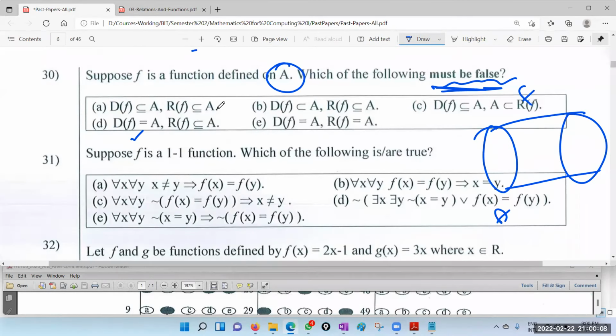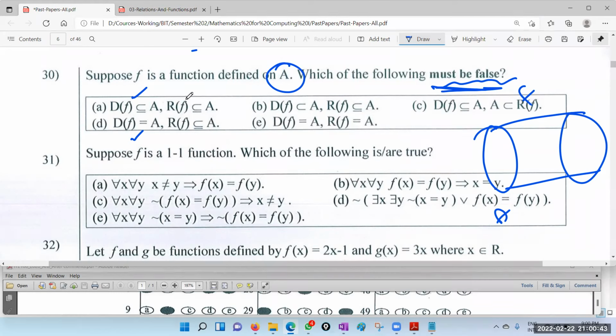Now let's look at the answer again. Domain of f must be A, this is anyway correct, therefore this is not the answer. What we need is must be false. Domain of f must be a subset of A. Yes, the domain must actually be A, defined on A, because you can't have orphan values. Domain must be a subset of A, that is true. Then range of f must be a subset of A.